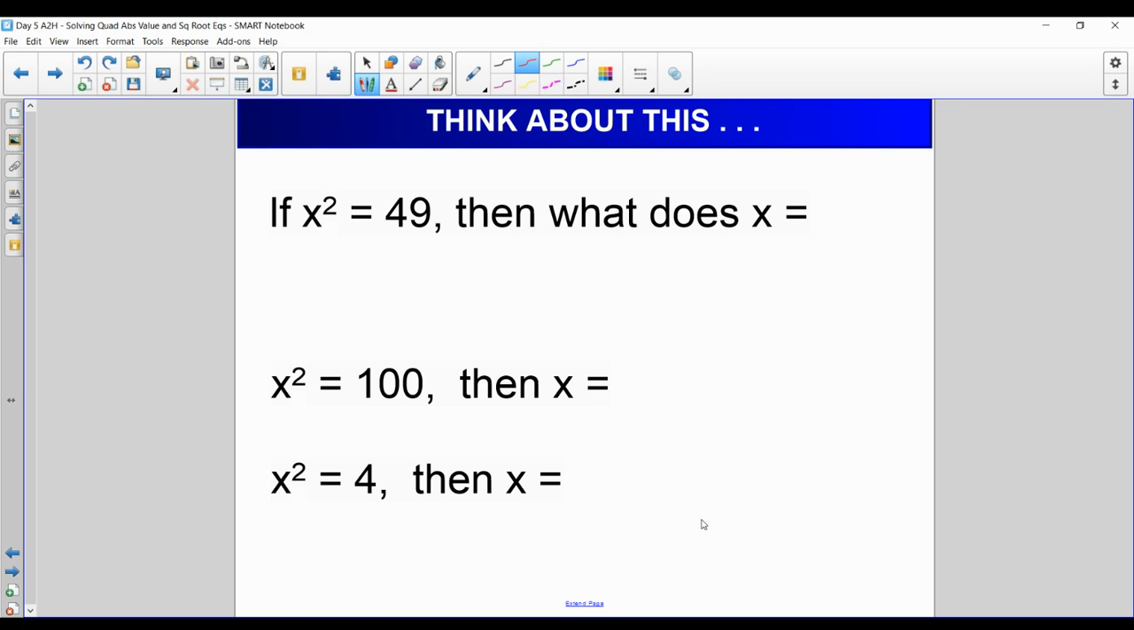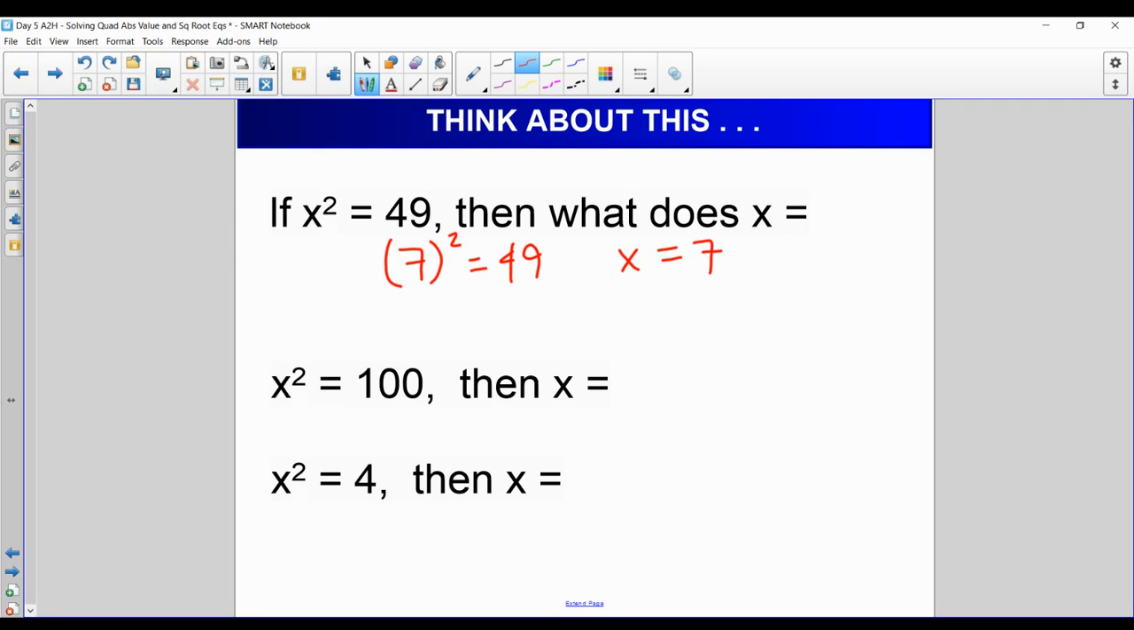Okay, we're going to look at one special case of solving quadratics. If I think about this, if x squared equals 49, then what does x have to equal? I think everybody sort of naturally says that 7 squared is going to equal 49. So x must equal 7.